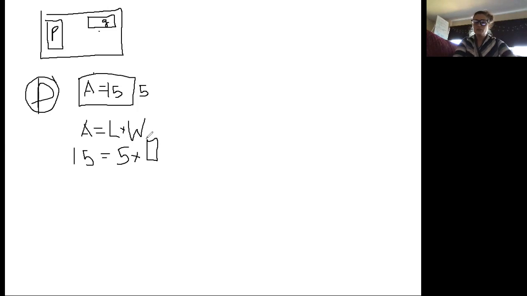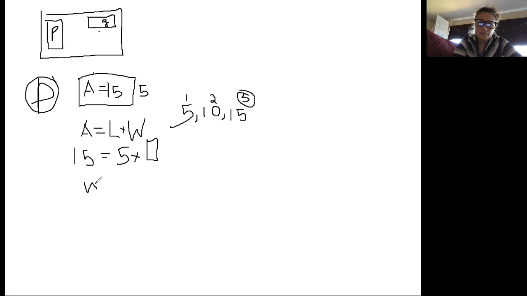Okay, now here's where you could list out your multiples if you didn't know. 5, 10, 15. 5 times 1, 5 times 2, 5 times 3. Okay, so we now know that the width of our garden is 3.